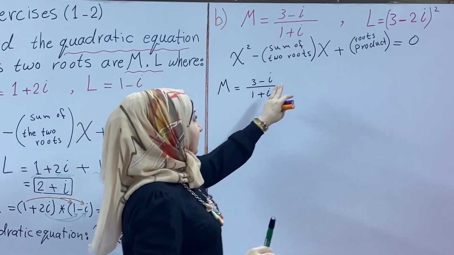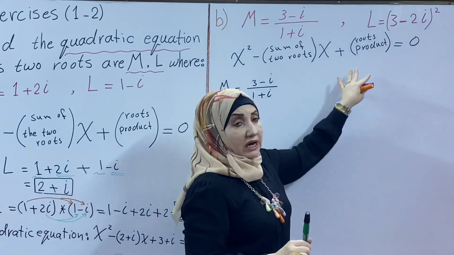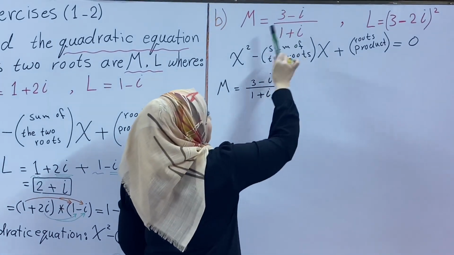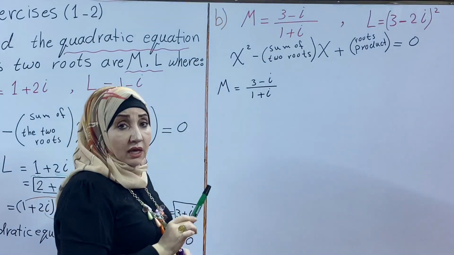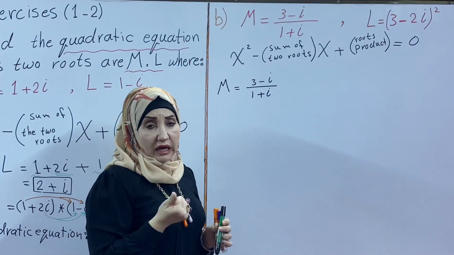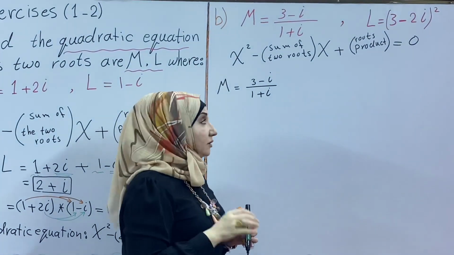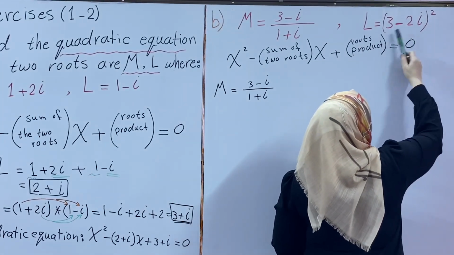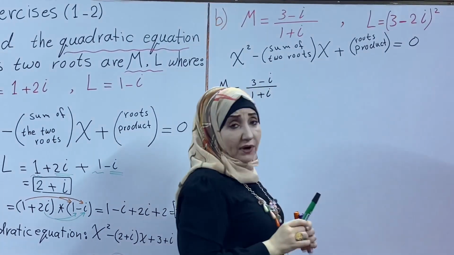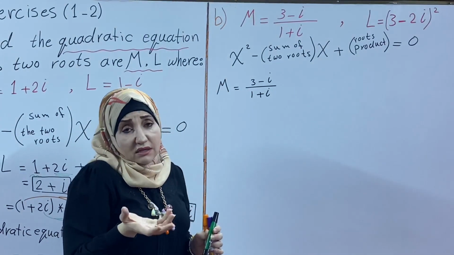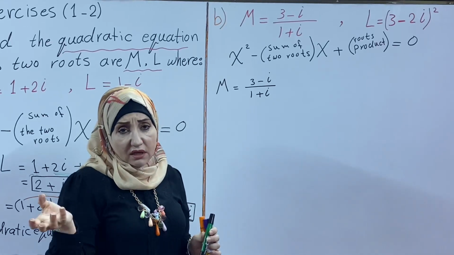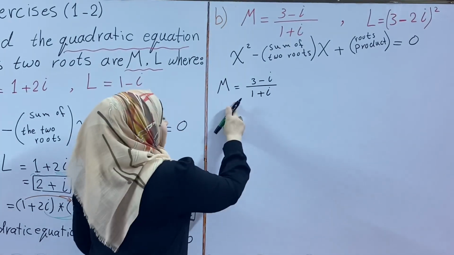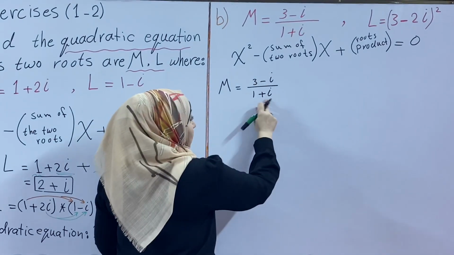Here, before I start looking for the sum or the product of the roots, I notice that the first root is not in simplest form; it is in fractional form. I can simplify it until I get a complex number in the regular form, meaning in simplified form. Also, the second root l equal 3 minus 2i between two brackets squared. I can simplify it to find its value as a complex number in the regular form. Okay, so m equal 3 minus i on 1 plus i.